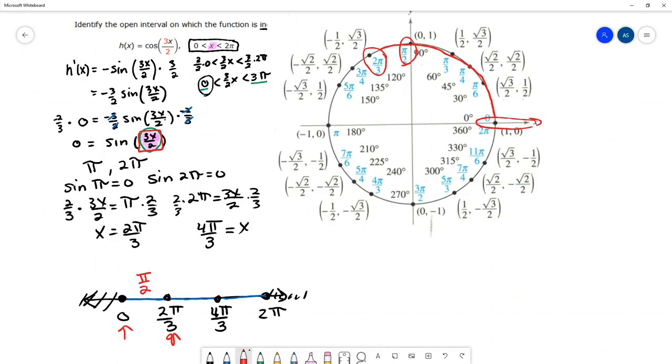Then I have the interval from 2 pi over 3 to 4 pi over 3. So I want to choose something along this section. I'll choose pi as my test point. And then from 4 pi over 3 to 2 pi, I'll choose 3 pi over 2.